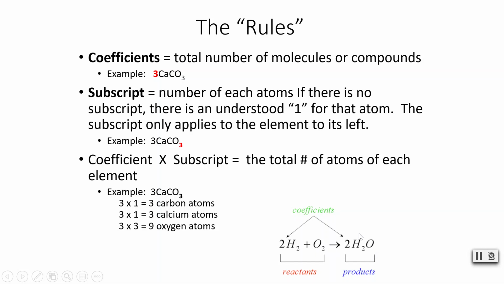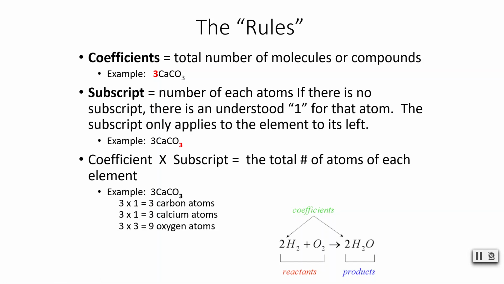Let's see how that compares to our products. Okay. Over here we have 2 hydrogens in each molecule. We have 2 molecules. 2 times 2 is 4. And here we have 1 oxygen per molecule, but we have 2 molecules. 2 times 1 is 2.